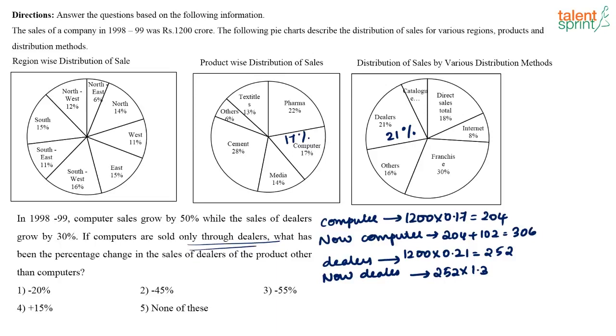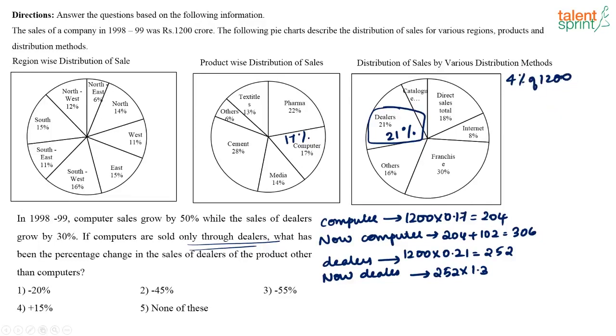See, what they are saying is, this company is selling some computers, and they are saying that these computers are sold only through the dealers. Now let us understand it that way. So now dealers account to how much? Dealers account to 21% of the total sales, right? They account to 252 crores. Out of this 252 crores, 17% is computers, correct? If 17% is computers, how much is others? Others account to 4% of 1200, right?